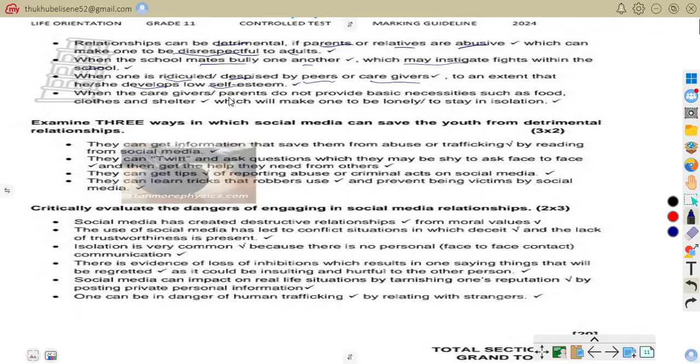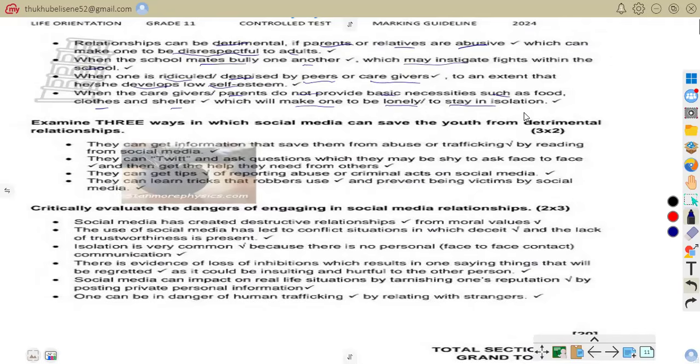So when caregivers or parents do not provide basic necessities such as food, clothes, and shelter, which will make one lonely, to stay in isolation. So that is how detrimental relationships negatively impact youth. Abuse by parents is the first one, where we are saying abusive treatment can affect a child emotionally and socially.